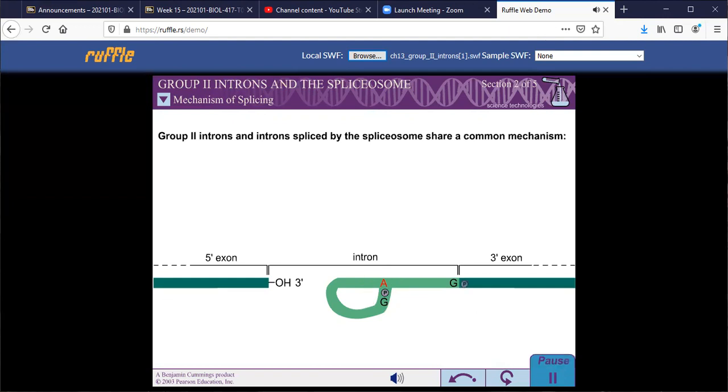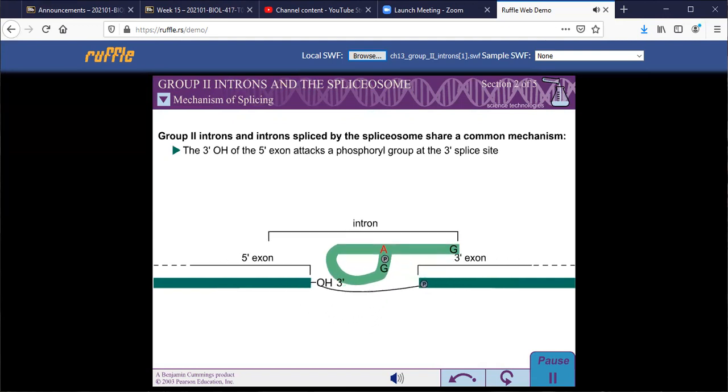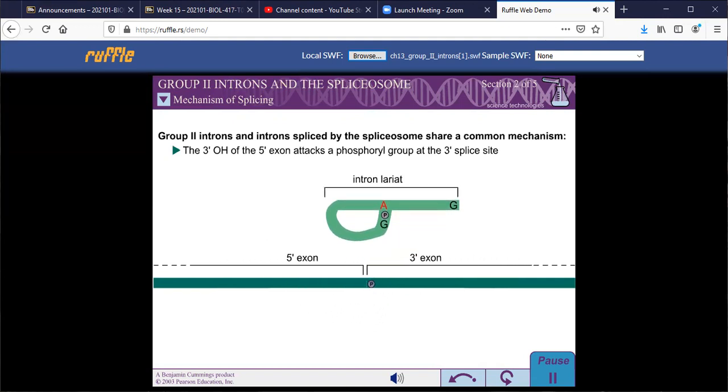In the second reaction, the newly liberated 3' hydroxyl of the 5' exon acts as a nucleophile and attacks the phosphoryl group at the 3' splice site. This transesterification reaction joins the 5' and 3' exons and liberates the intron. The liberated intron is in the shape of a lariat.